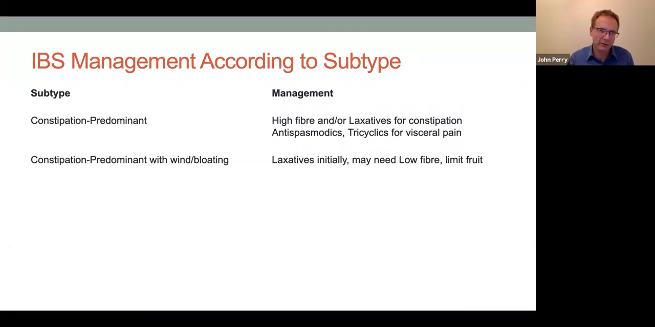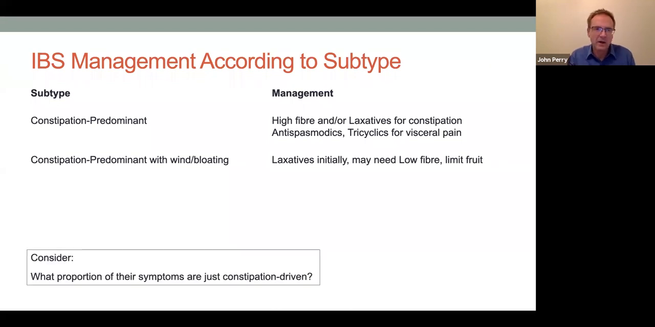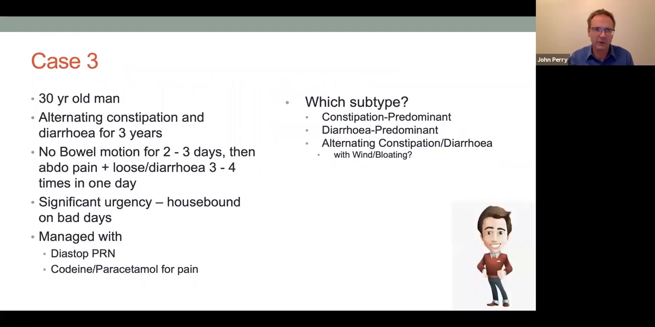That's where we're at so far. Constipation predominant, the two versions of it, with and without wind and bloating. And it does vary with the fibre stuff predominantly. You do have to consider though, what proportion of this is just constipation. Some patients, the whole thing may be constipation. They may have a myriad of other symptoms like bloating, brain fog, and everything else associated, but it's all just driven by constipation. I'll tell you that again in a moment.